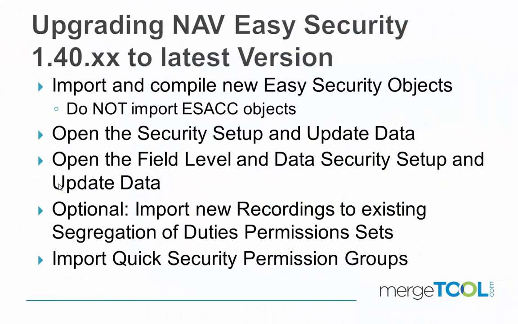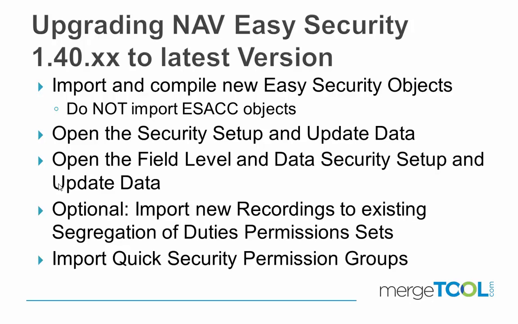Upgrading to the latest NAV security version is pretty easy when you're running 140, and that would be anyone that has installed EC security within the last 3 years or so. The first thing you need to do is import and compile all the EC security objects. Remember not to import the ESACC objects, they're only intended for the first time.